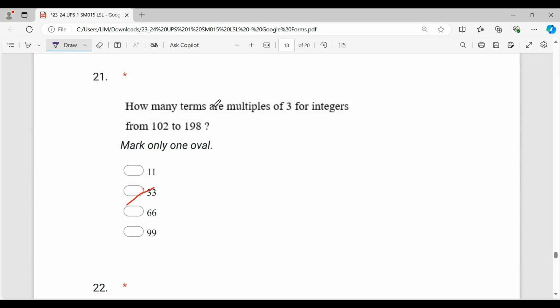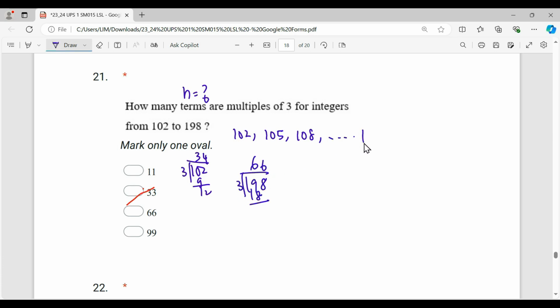Then how many terms are multiples of 3 for the integers from 102 until 198? So here they want to find out n. For multiples of 3, we have to find out the number that starts with a multiple of 3. From this number, 102, is it a multiple of 3? Yes, so this is then 105, then 108, until the last term. Is 198 a multiple of 3? Yes, so 198 is a multiple of 3.